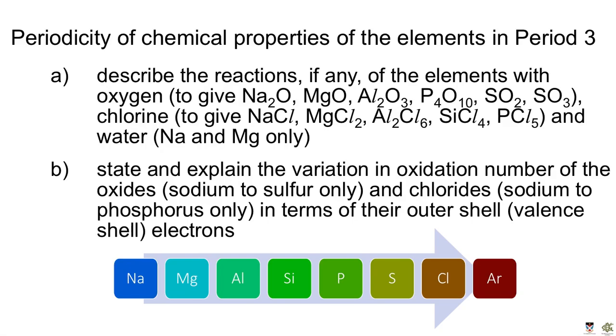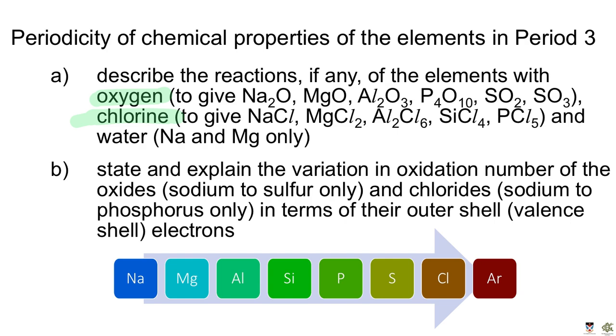In this third video, we're going to move away from the physical properties and look at some of the chemical reactions of these period 3 elements. And remember, these trends in the chemical properties are referred to as periodicity. We'll consider the reactions of these elements with oxygen, and we'll also consider reactions with chlorine.